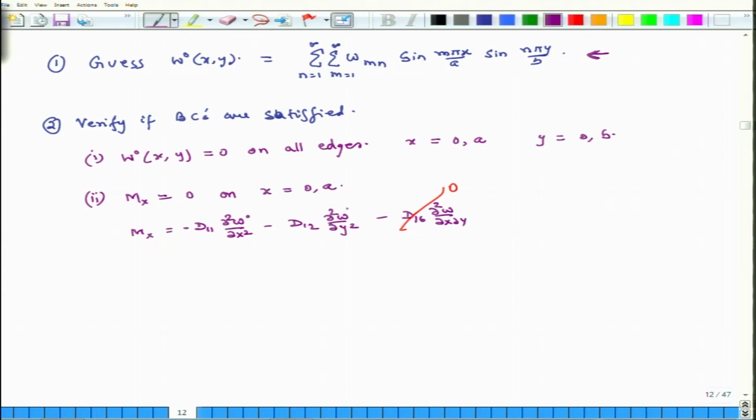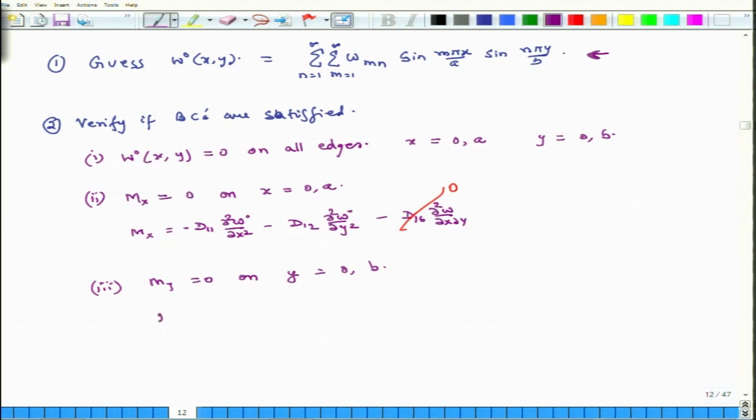Now, let us see whether these two boundary conditions are satisfied. When I differentiate this function of w with respect to x twice, I again get the sine term, and that sine term will still be 0 on x is equal to 0 and x is equal to a. So, this boundary condition is also satisfied, and the third boundary condition is My is equal to 0 on y is equal to 0 and b.